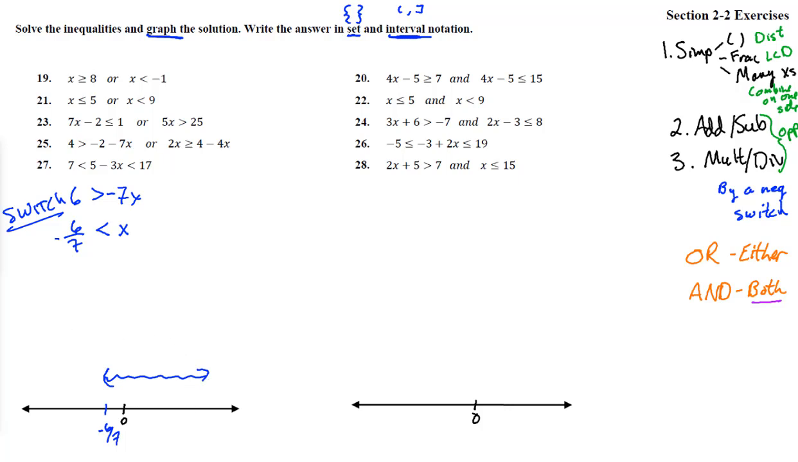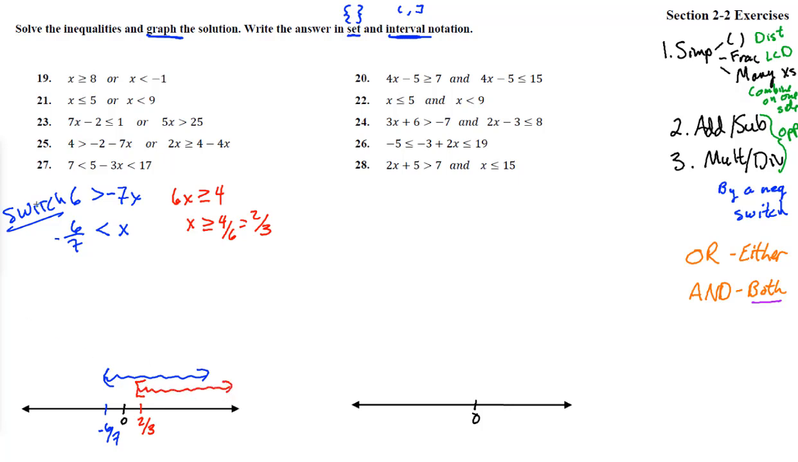All right, the other part of this compound inequality, 2x greater than or equal to 4 minus 4x. Let's add 4x to both sides. We get 6x greater than or equal to 4. Divide both sides by 6. We get x greater than or equal to 4/6, which is equal to 2/3. So we have 2/3 here, and we are greater than or equal to it. So that's going to go with a bracket and this direction.